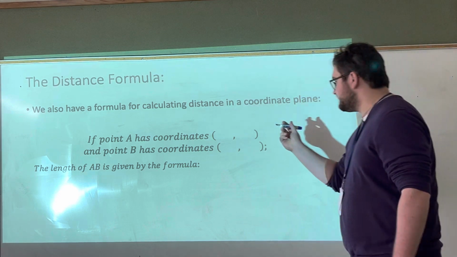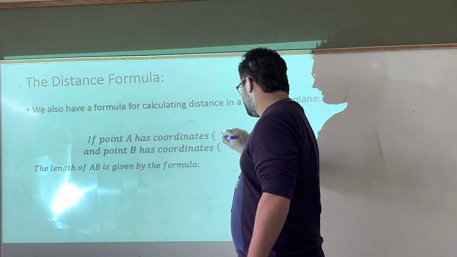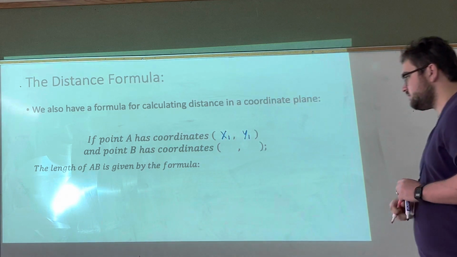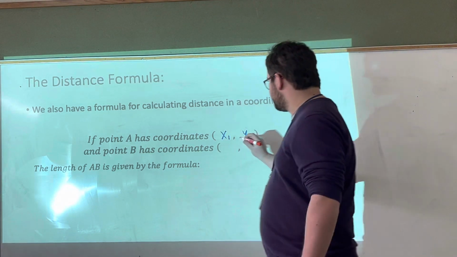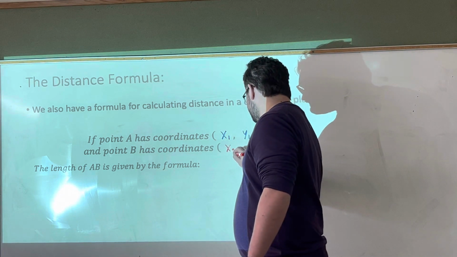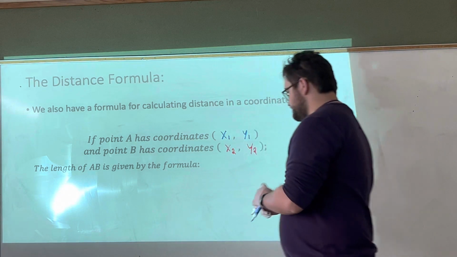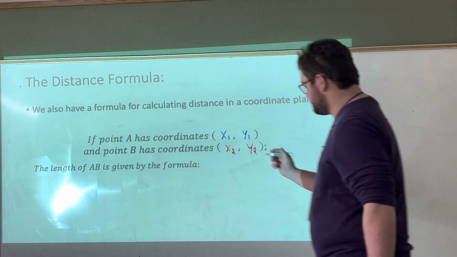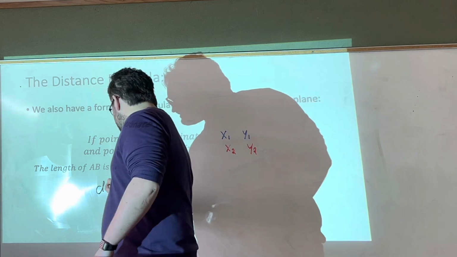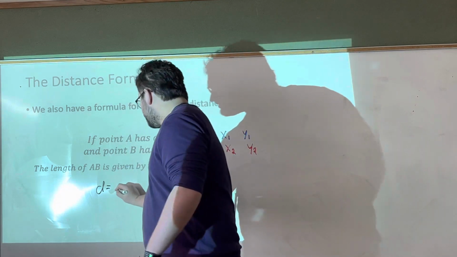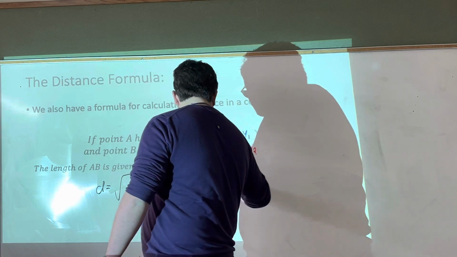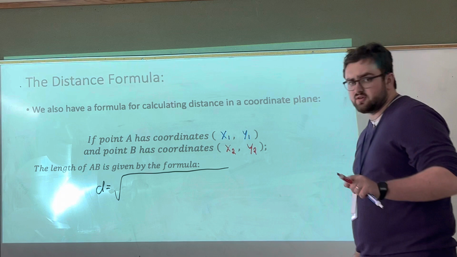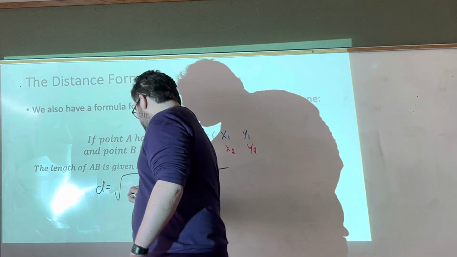If you're given a point A that has coordinates, again color coding, x1, y1, and point B has coordinates x2, y2, then the length of our segment is given by the formula d equals the square root. You can find that on just about any calculator. I would recommend not using your phone. This one's a long one, so hang with me.